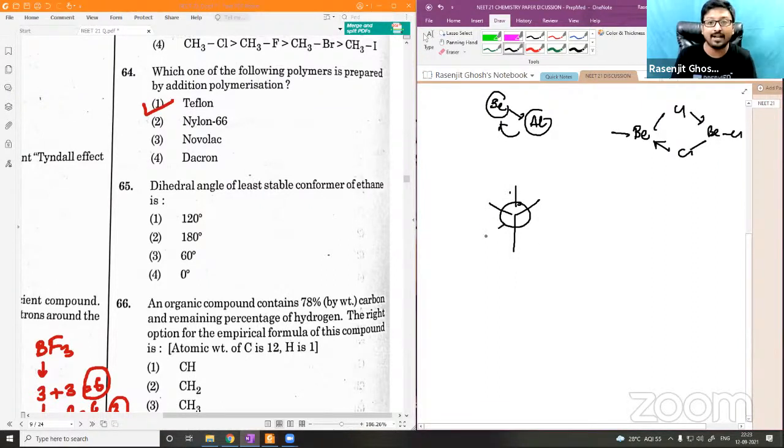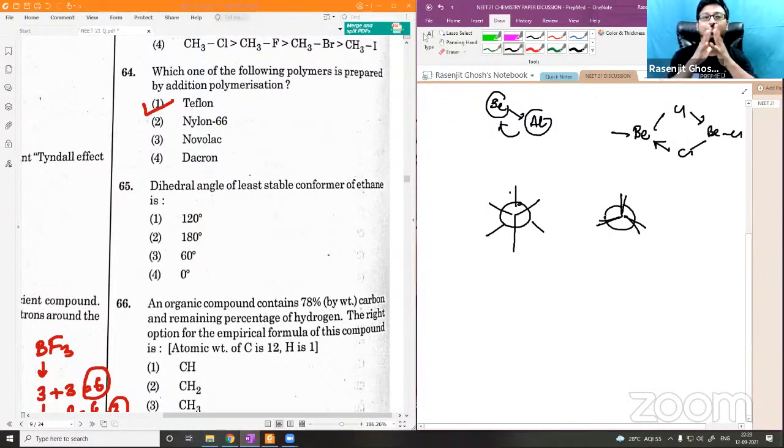Sorry, if I look at the 180 degree, it will be like this. The least stable means definitely they will be in the eclipsed form. That means they are like this. The three hydrogens of the ethane will be like this over each other.